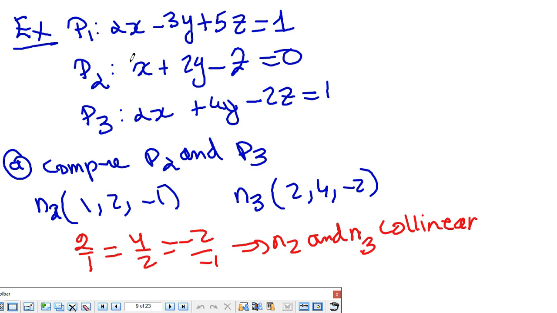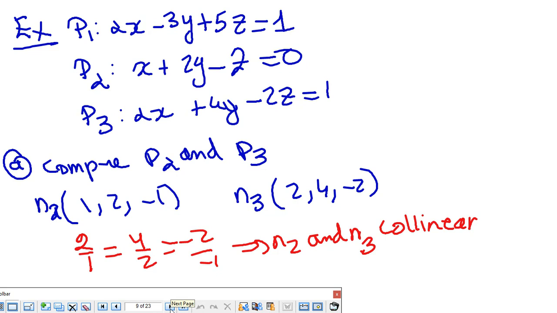So the normal of P2 is (1, 2, -1). The normal of P3 is (2, 4, -2). How do we check if they are collinear? 2 over 1 is the same as 4 over 2, which is the same as -2 over -1. Those are equal, which means the two vectors are collinear. It means either the planes are parallel or they are overlapping.